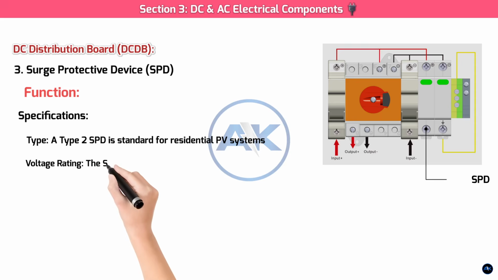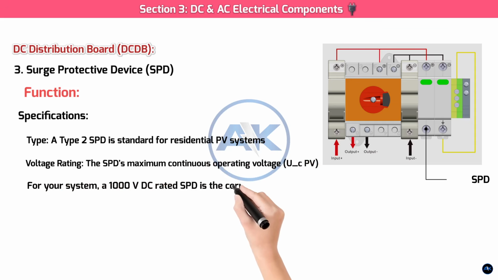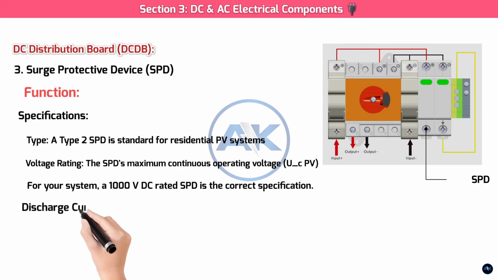Voltage rating: the SPD's maximum continuous operating voltage, UCPV, must be greater than the maximum VOC of the solar array. For your system, a 1000 volt DC rated SPD is the correct specification. Discharge current: the nominal discharge current, I sub n, and maximum discharge current, I sub max, indicate the device's ability to handle a surge.